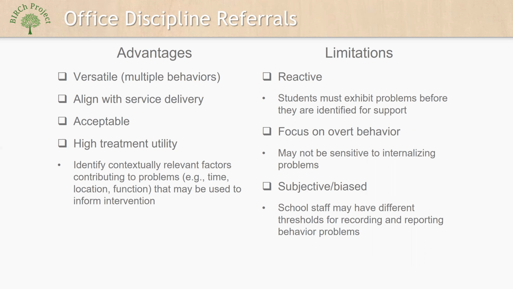And finally, ODR can be biased. Different school staff have different thresholds for what constitutes a major behavioral infraction. So it's possible that there may be some inconsistency with regard to the extent to which ODR are completed by particular staff, as well as the extent to which ODR are completed for groups of students. There is some research that shows that students of color tend to be identified through ODR more often than students who are white. So it's important to consider that there's a potential for bias here when we're using ODR, and that's one of the major limitations.